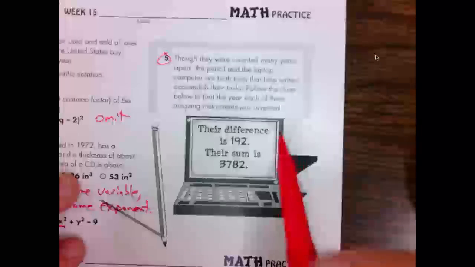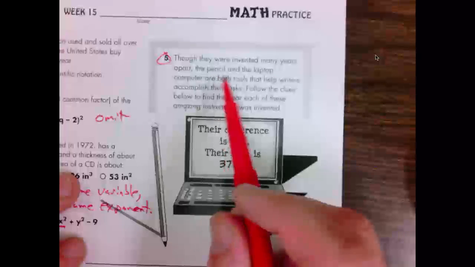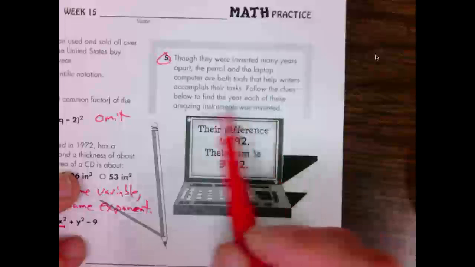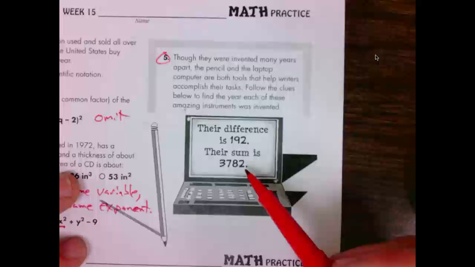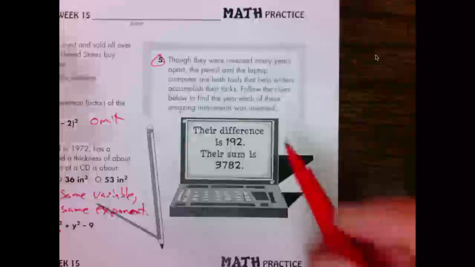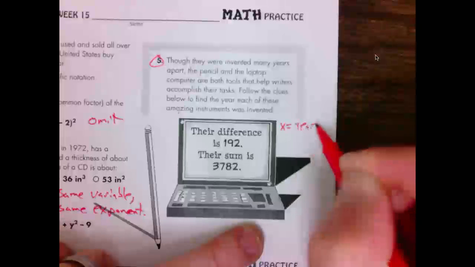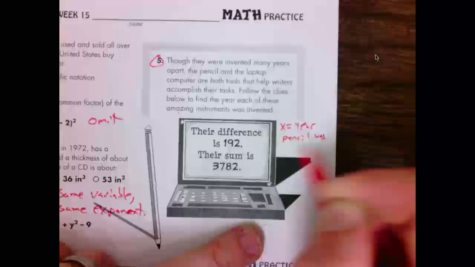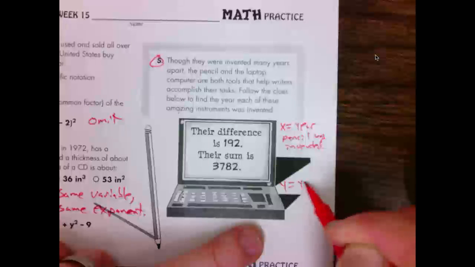Number 5. Though they were invented many years apart, the pencil and the laptop computer are both tools that help writers accomplish their task. Follow the clues below to find the year in which they were invented. Their difference is 192. Their sum is 3,782. Again, we can use a system of equations. We can let the variable x be the year the pencil was invented, and the variable y be the year the laptop was invented.